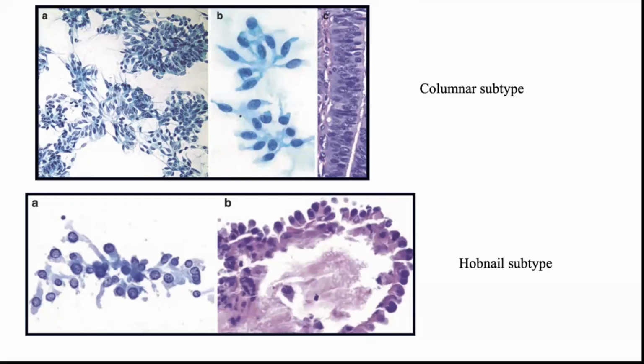Also, a pure variety of hobnail does not exist. It's very rare. It usually coexists with other kinds of aggressive histologies like a columnar subtype, tall cell subtype, diffuse sclerosing or a solid variant. It will always coexist. 70 to 80% of tumors are BRAF V600E, TERT, and PIK3CA mutated, and usually present in younger patients, unlike other variants which are present in elderly patients.